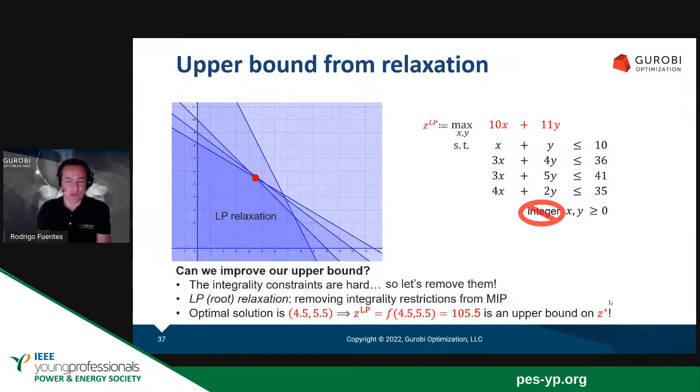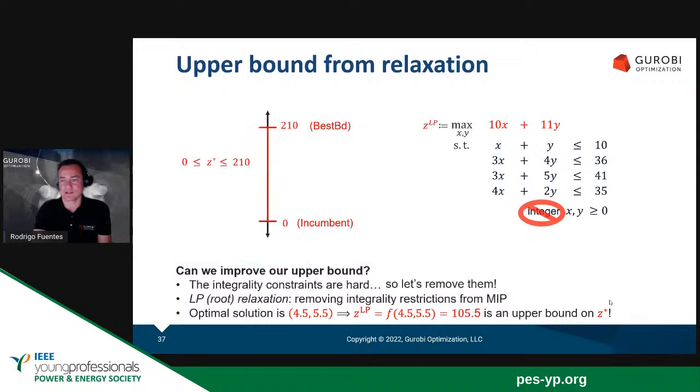This is called the root relaxation because we haven't branched on any node yet, and we will see what that is later. When we solve the original problem and we relax it, by relaxation I mean remove the integrality constraints, that's what we call the solution of the LP relaxation. Okay? So the less restricted problem, the relaxed problem, yields 105.5, and this is an upper bound for us.